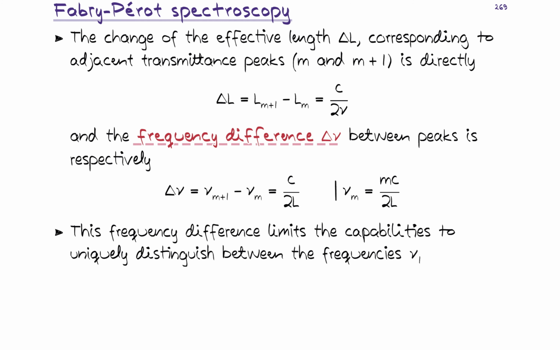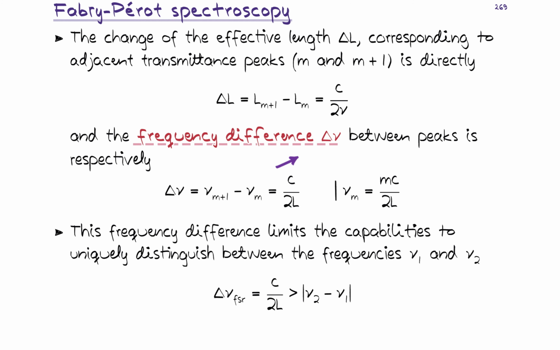And in another way of saying this, if I'm looking at two different frequencies, nu1 and nu2, I can define a parameter, the delta nu FSR, as in free spectral range, and this would be my c over 2L. This free spectral range is a parameter that must be larger than the separation of the frequencies nu2 and nu1 in order for me to uniquely distinguish these two frequencies.